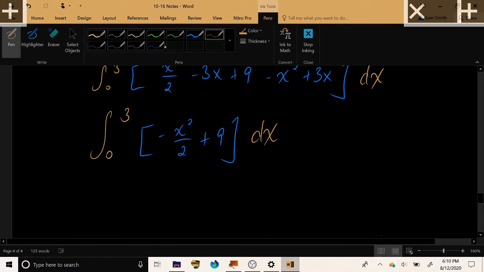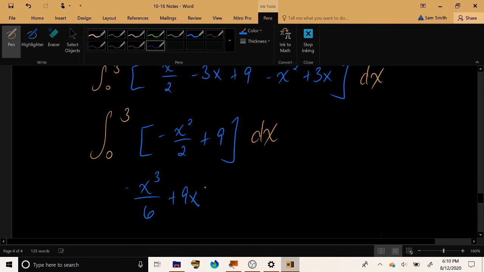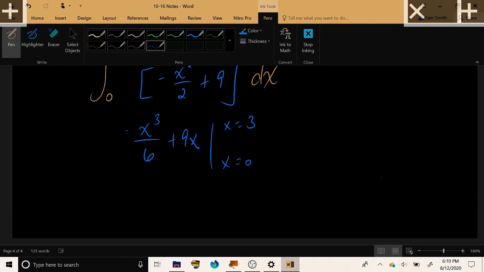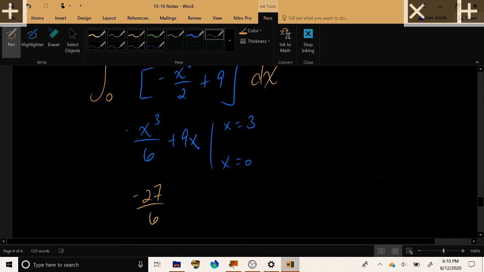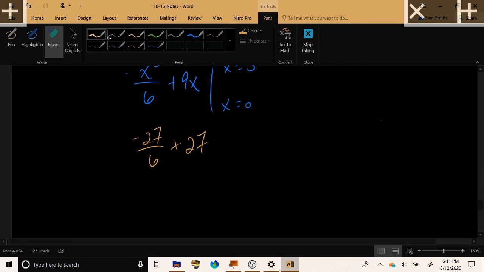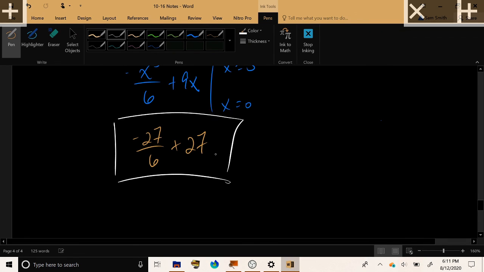Then we have one more loop to go. We have negative x cubed over 6 plus 9x, evaluated as x goes from 0 to 3. Now plugging in x equals 0 will again cause both of these terms to vanish. So we have negative 3 cubed, negative 27 over 6, plus 27 from 9 times 3. This can be cleaned up a bit as well, but I'm not sure if it's worth the time. So I'm just going to leave my final answer for the double integral in this format.